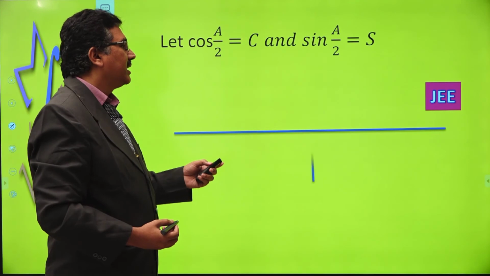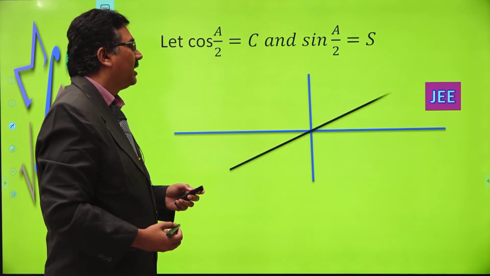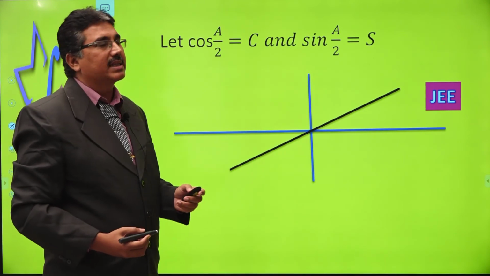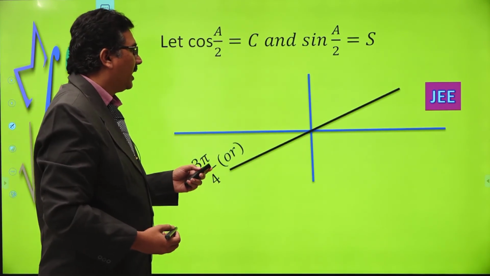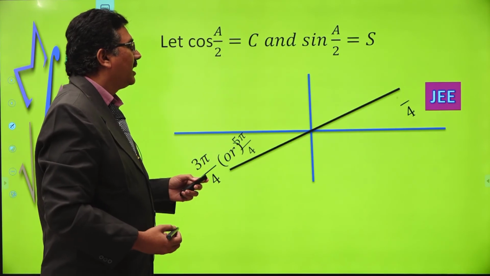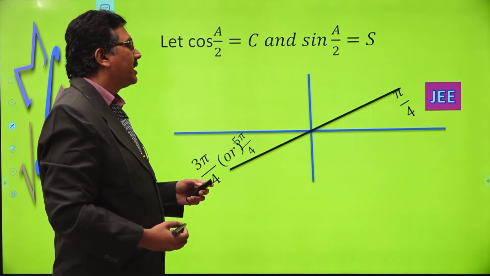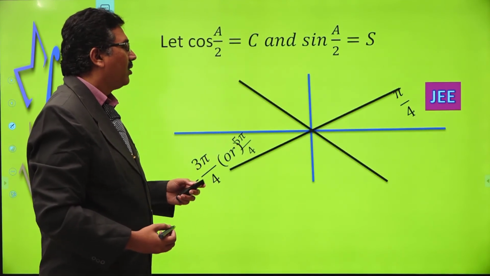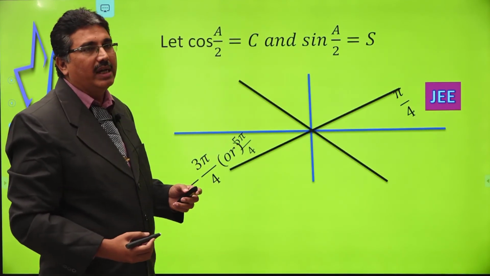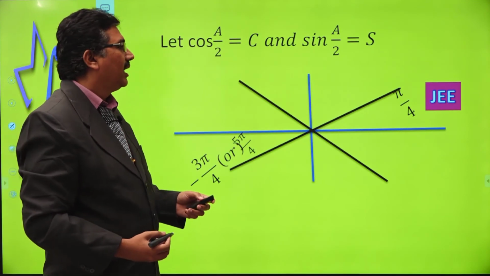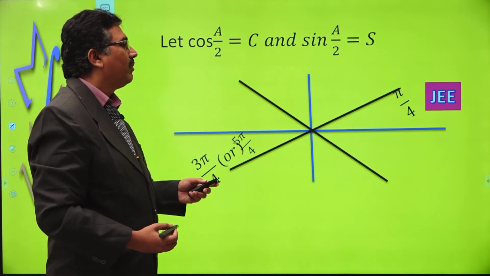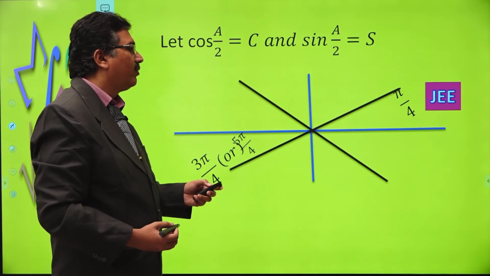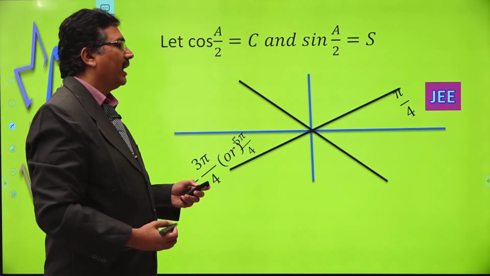This is the x-axis, this is the y-axis. This is a line, y is equal to x, and it makes an angle pi by 4 with the positive direction of the x-axis. Now this is another line, y is equal to minus x. This makes an angle minus pi by 4 with the positive direction of the x-axis.